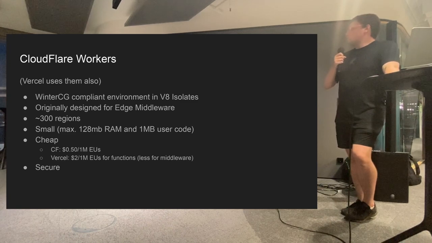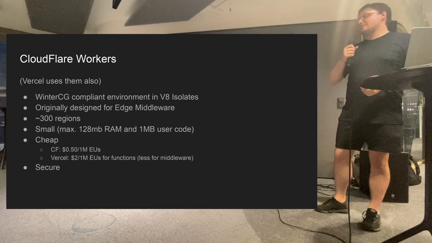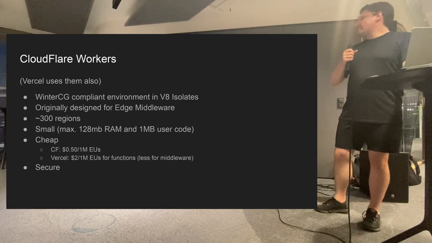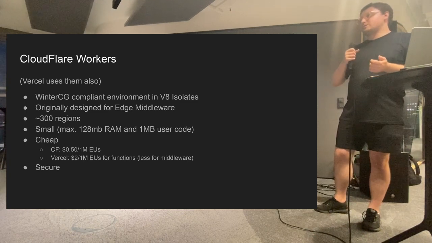The other thing is it's super cheap. If you remember earlier I said on Vercel you're paying, let's say, $11 for a million requests if you use Lambda. When you use Workers, you're paying $2, so that's a fifth. And if you use Cloudflare directly, it's even a quarter of that price. You might still want to use Vercel, I'll get into that later. And the other thing is, it's really secure. V8 is one of the most tested pieces of software in the world.